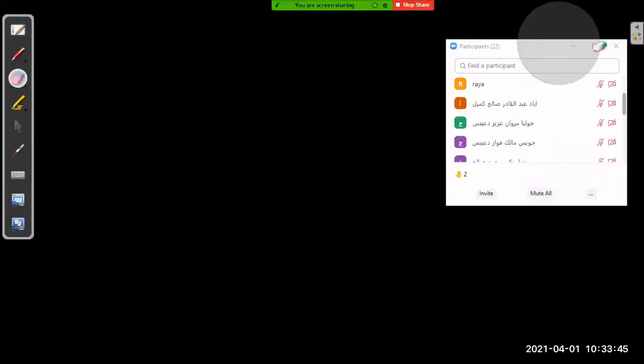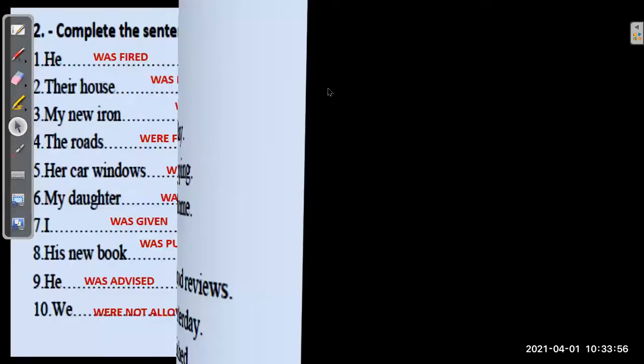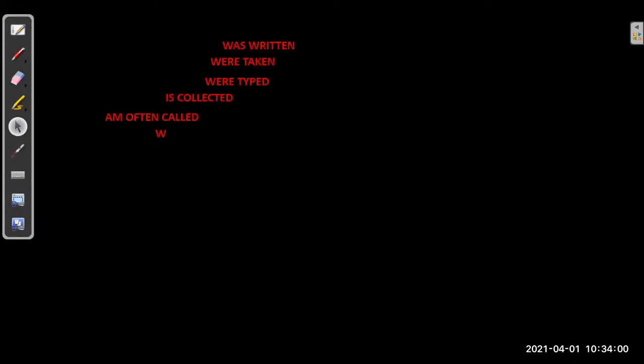The problem is with the screen share. I'm sorry. We need to think about looking here. So it gives the answers before the slide. That's problematic.